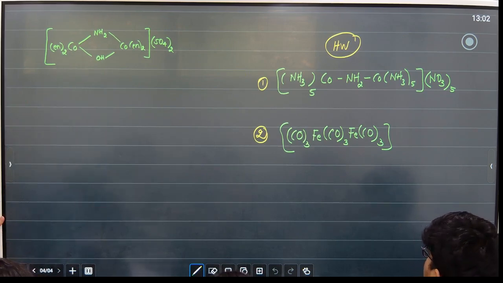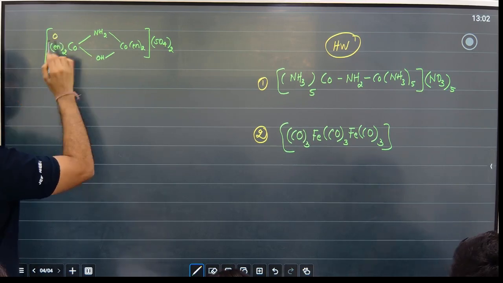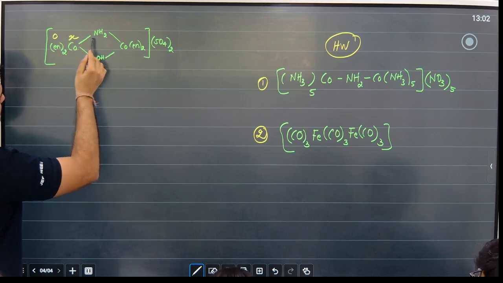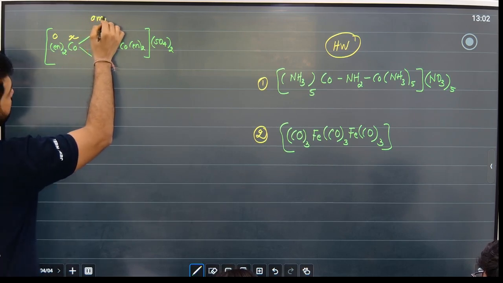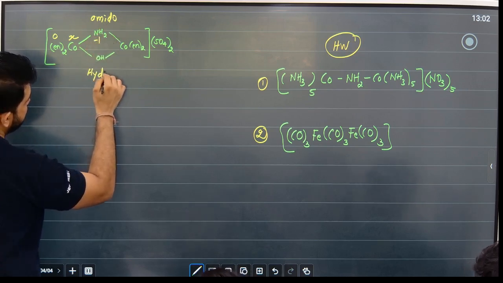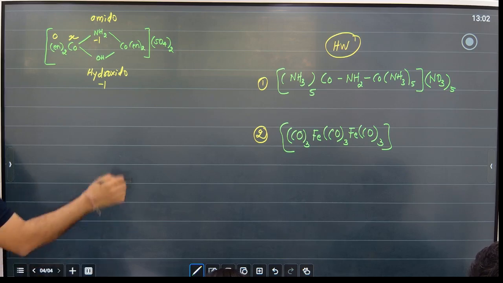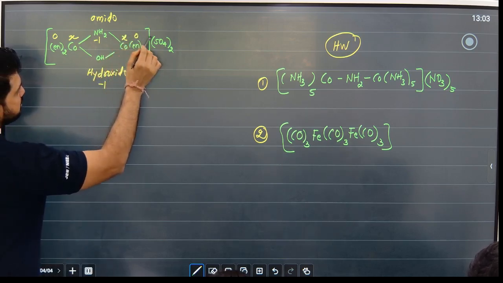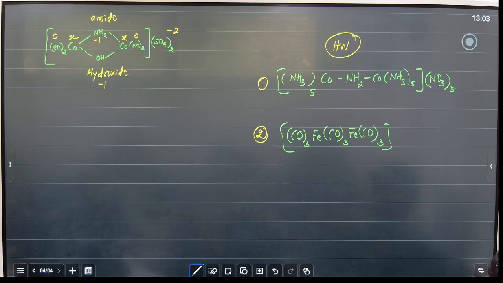The last one. Let's start. Charge on ethylene. Cobalt, I don't know, so I put an X. What is NH2? Excellent. Amido. Charge on amido. What is OH? Hydroxo or hydroxido. Charge again. -1. Cobalt is X. Ethylene diamine is 0. Sulfate is -2. So can someone find the charge on cobalt for me?